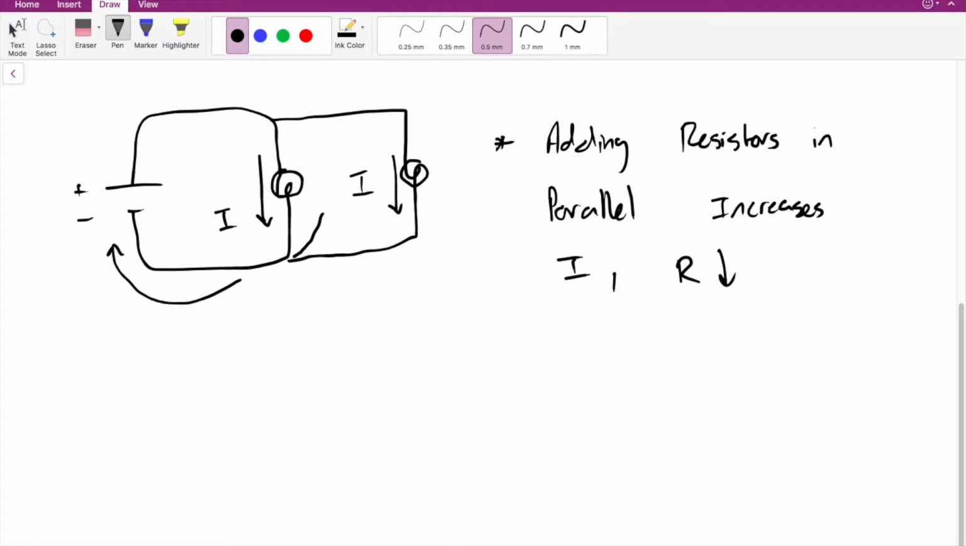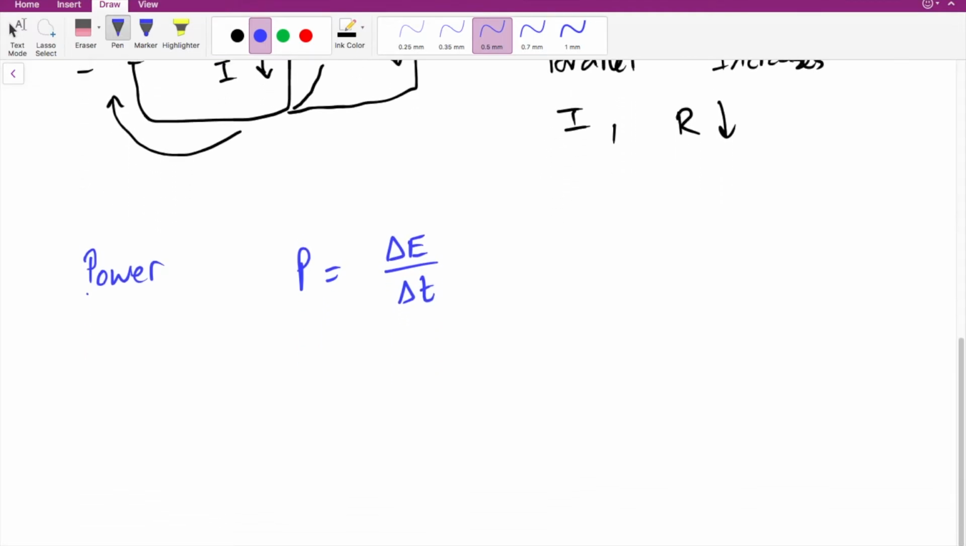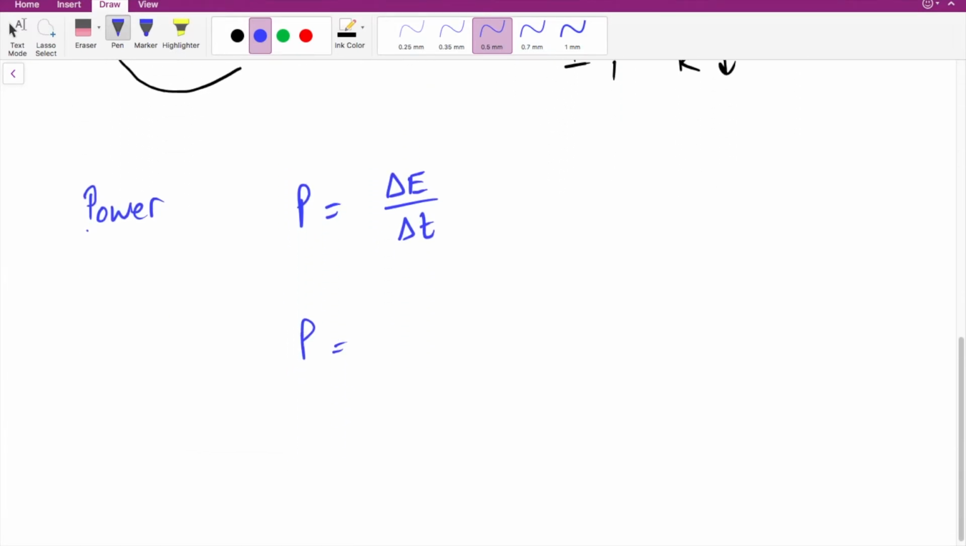What really indicates the brightness of a light bulb is the amount of power that it dissipates. And if you recall from mechanics, power is just how much energy, you can think of it as the change in energy over some interval of time. And if you do a little bit of derivation here, which I'm not going to do in this video, you would find that power in this circuit, the amount of power that the battery provides, that's what we're going to talk about first.